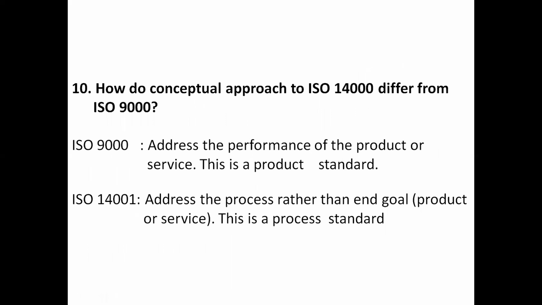Then the 10th question, it comes under the 5th unit. How does the conceptual approach of ISO 14000 differ from ISO 9000? ISO 9000 is meant for the product, from design to service; it addresses the performance of the product or service. So this is a product standard. ISO 14000 addresses the process rather than the end goal, product or service. This is a process standard. Generally, ISO 9000 is for the product, the quality system. ISO 14000 is for the environmental quality system. So with this, we are completing this discussion.